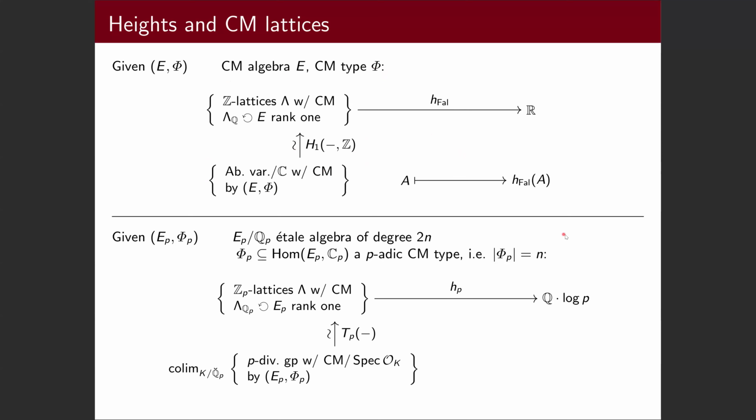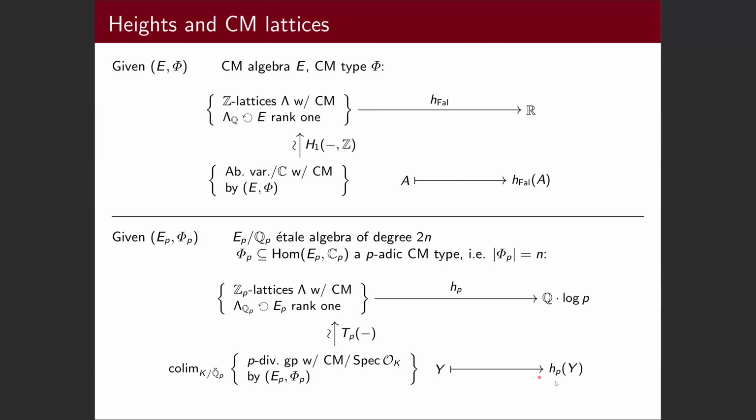So the same in the p-adic case: I fix the p-adic CM type once and for all, and then I get such a function. For this, I want to define some kind of height, where I take a CM p-divisible group and I output a number which lies in Q times log p.